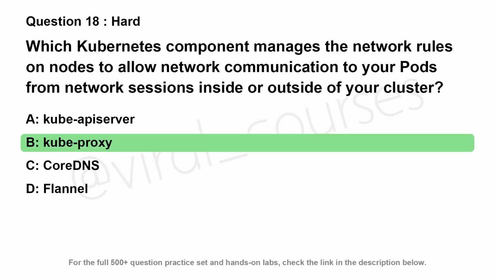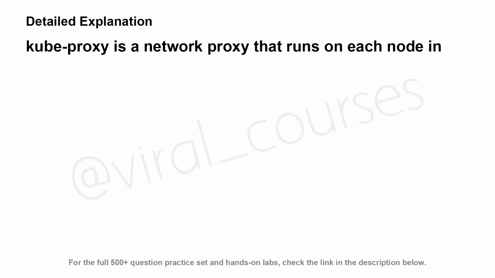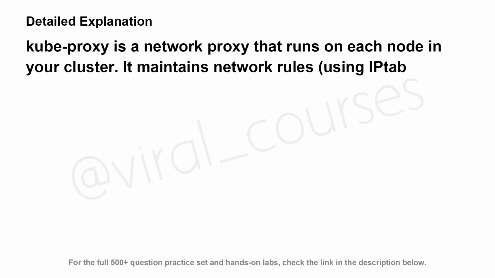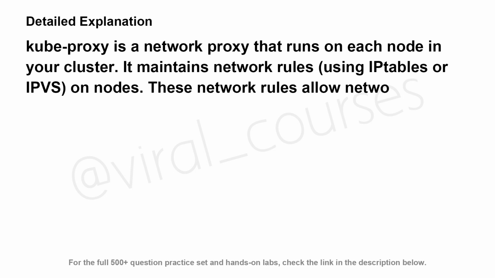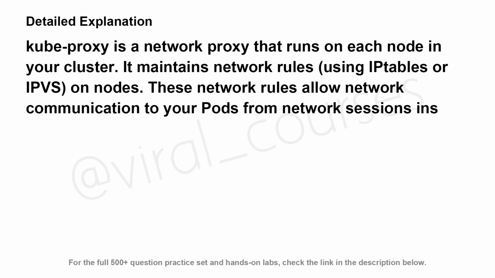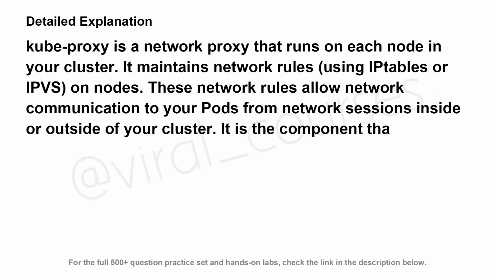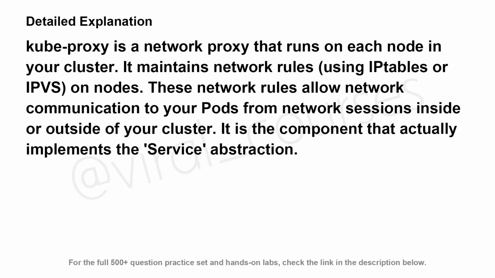The correct answer is B. kube-proxy is a network proxy that runs on each node in your cluster. It maintains network rules using iptables or IPVS on nodes. These network rules allow network communication to your pods from network sessions inside or outside of your cluster. It is the component that actually implements the service abstraction.